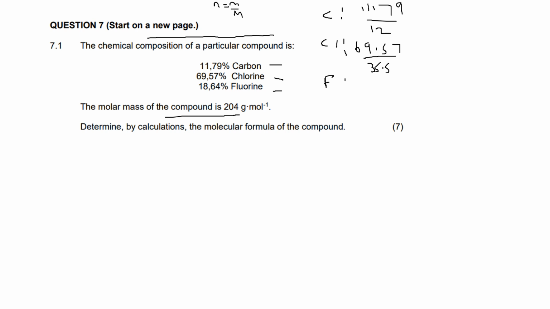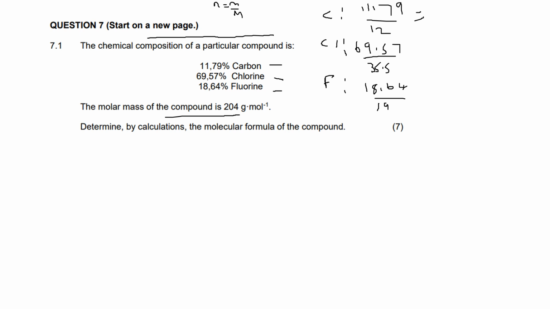Then lastly, we're going to do the same thing for fluorine. So it's going to be 18,64, and then you divide that by the molar mass of F, which is 19. So let's get the values now.